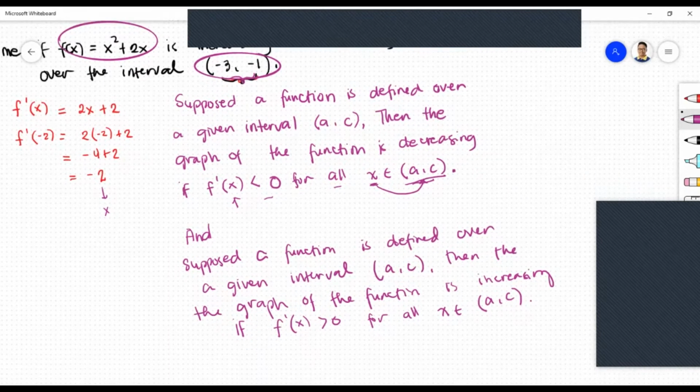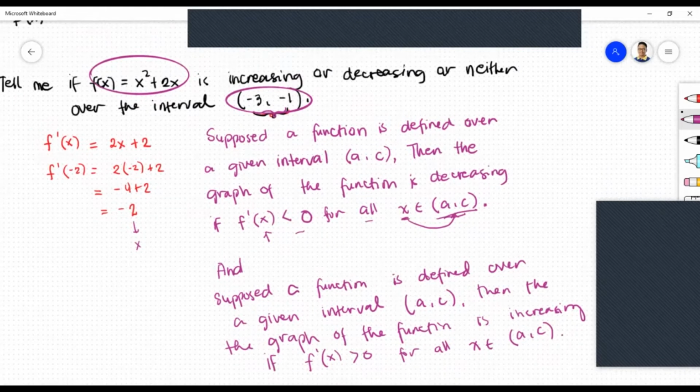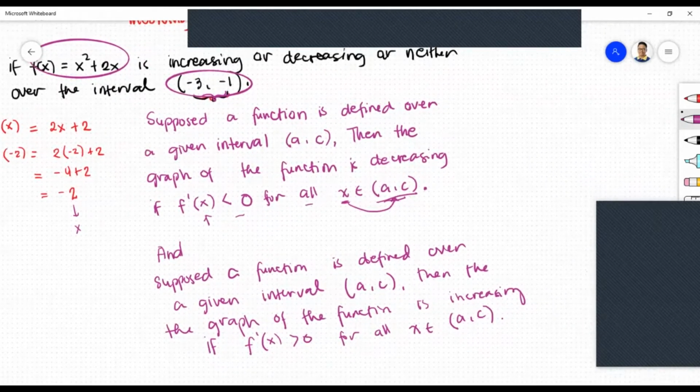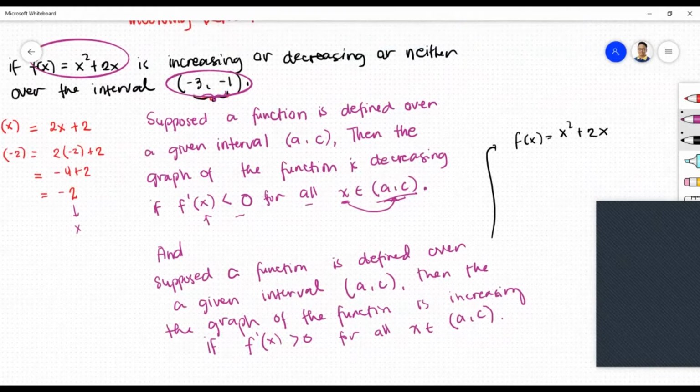Okay. So I'm going to be using the same function, guys, but I'm going to make a twist on the interval to fit this situation, the second statement or second definition. So we're still going to be using the same function f of x equals x squared plus 2x. I want you to check if it's increasing or decreasing under the interval.